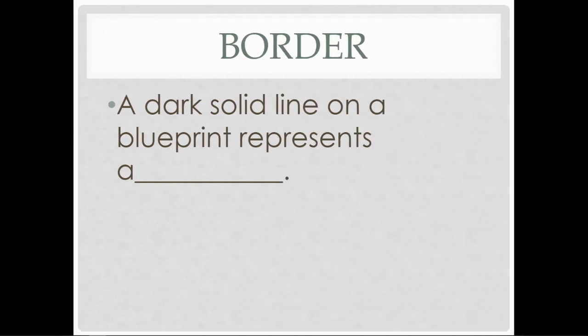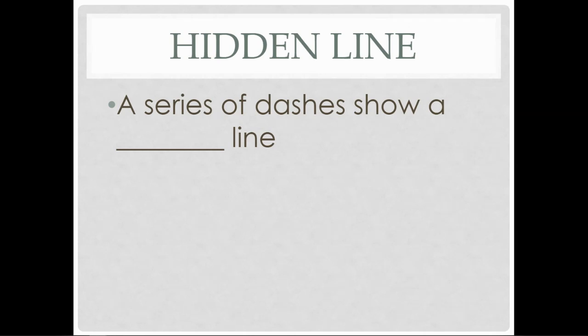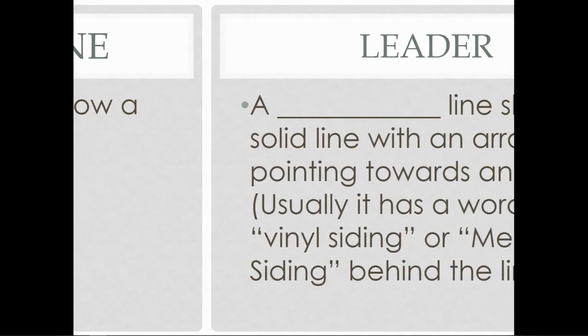So the dark solid lines on the blueprint are a borderline. A series of dashes is a hidden line. So if you have an entranceway, and you have a house and you're going into your kitchen, there's not a door there, but it has a cutout, right? So it's basically a door or an entranceway without a door. So the top of that is going to be shown by a hidden line.